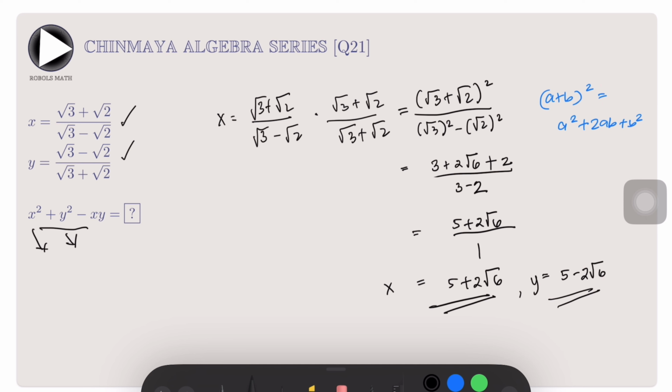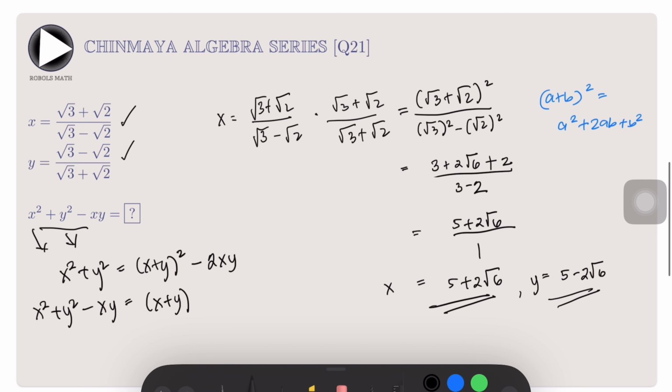Before we substitute, a good step that we can take is to rewrite the expression in terms of x plus y. We know that x squared plus y squared is equal to x plus y quantity squared minus twice the product of x and y. Therefore, x squared plus y squared minus xy should be equal to x plus y squared minus 2xy minus xy, which is 3xy.